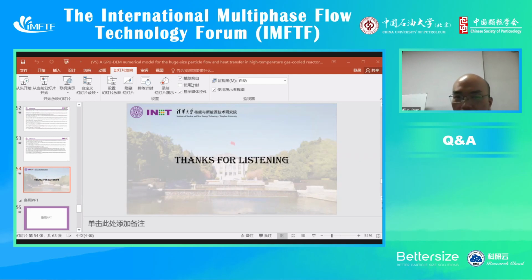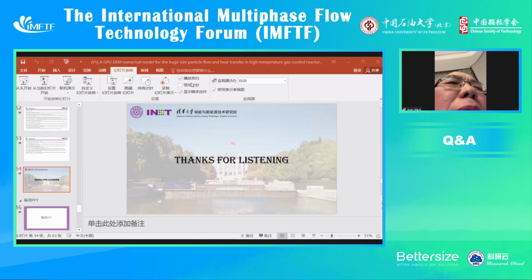And the question from Professor Frank Radier is about the grid model for heat transfer. Is it correct that you assume that the temperature is uniform over each particle? To what extent does this assumption affect the results?